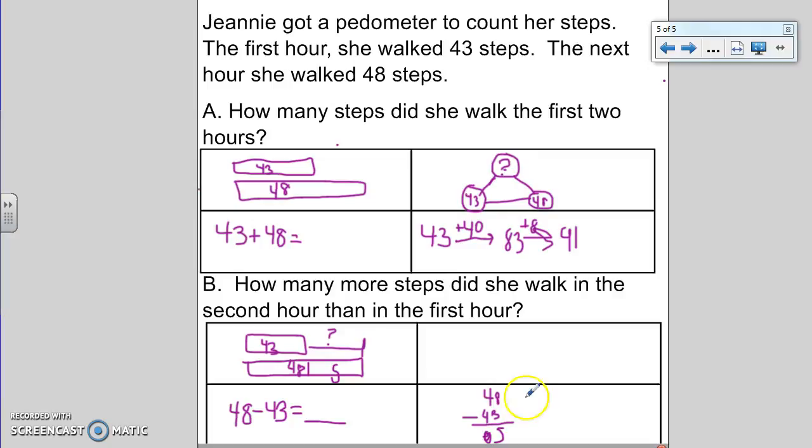Okay, so whether you solved it in vertical form or arrow method, if you got 5, your answer was correct. If you did not, please change your work to make sure your answer is correct.